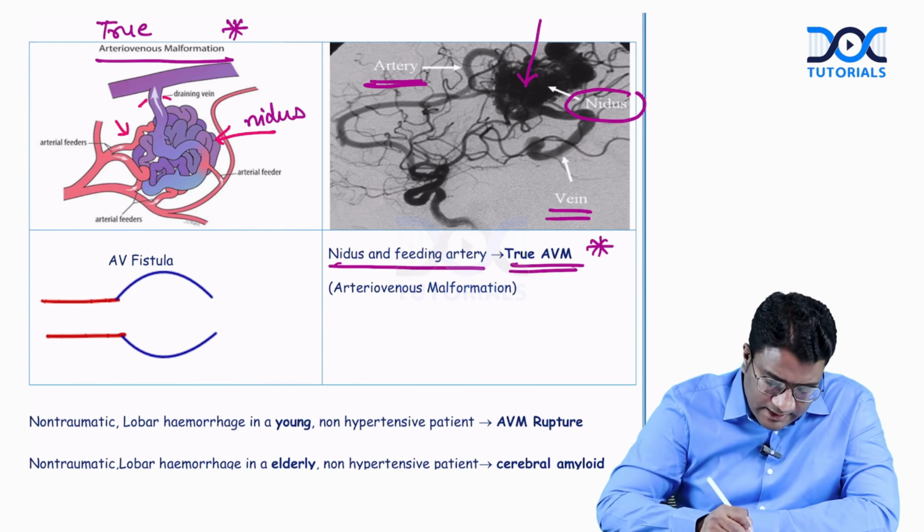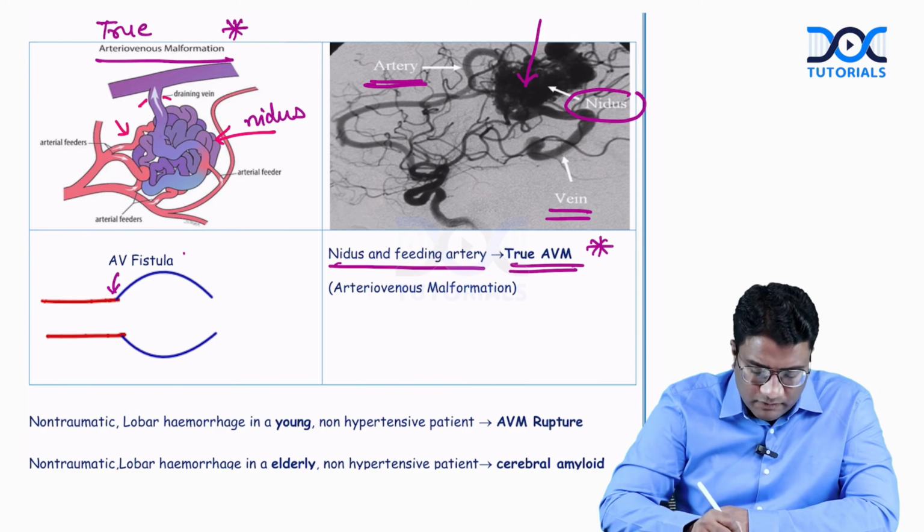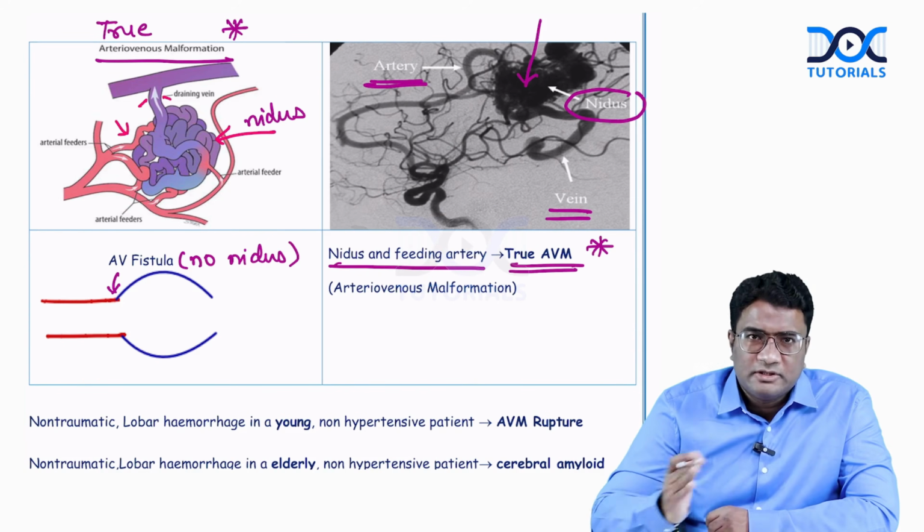But if there is directly the artery communicating with the vein without any nidus, this is called an AV fistula. In AV fistula, there is no nidus. So this is the difference between AV fistula and an AV malformation.